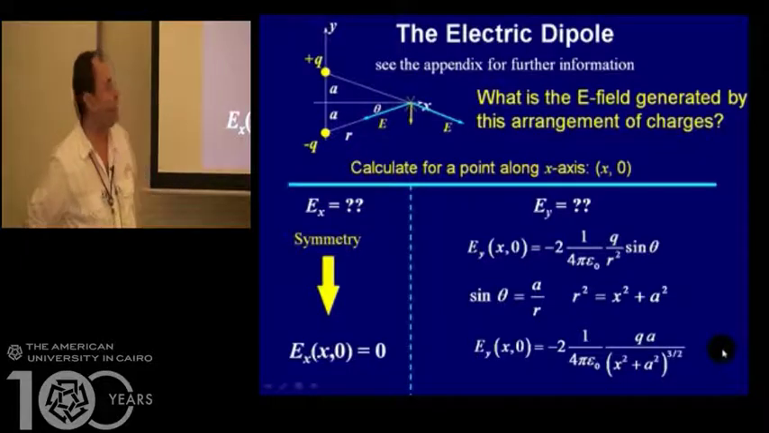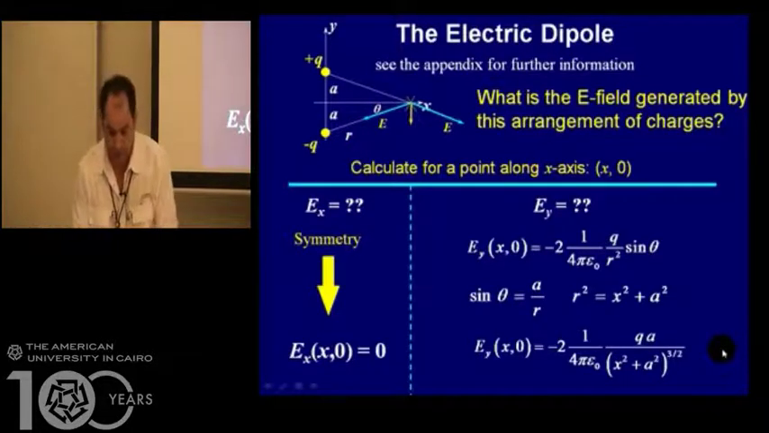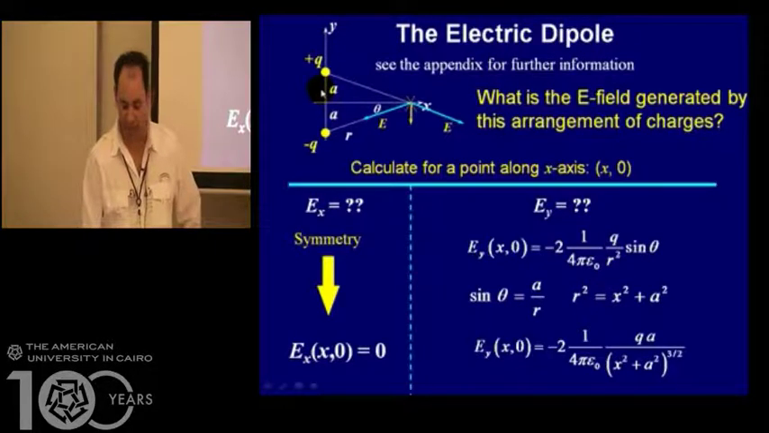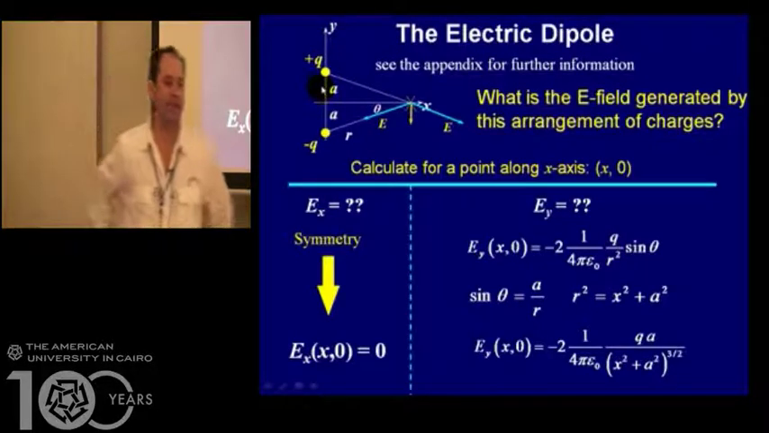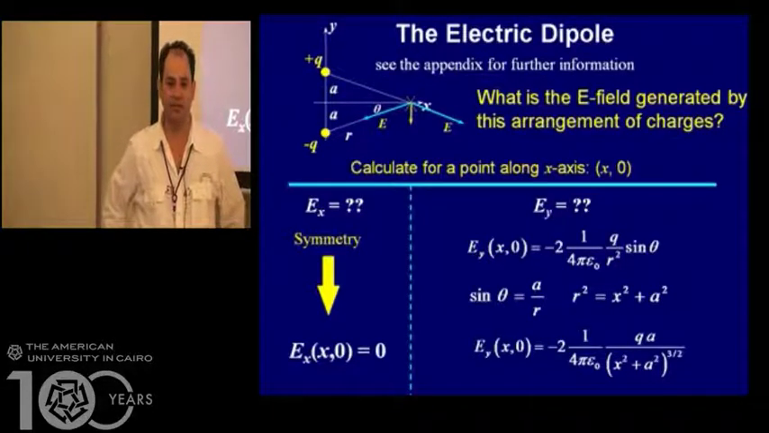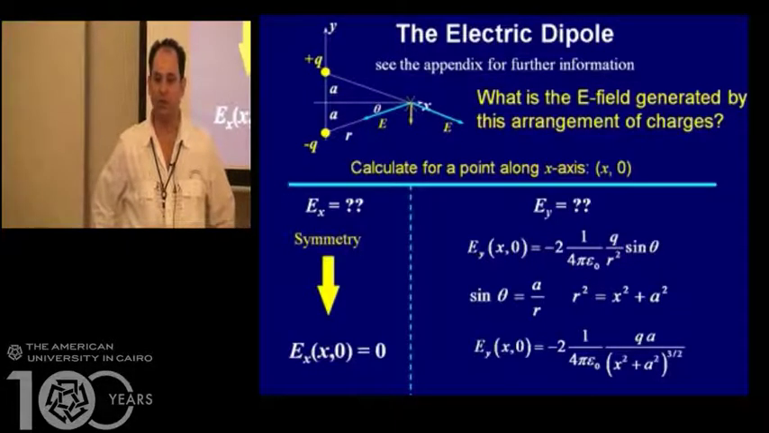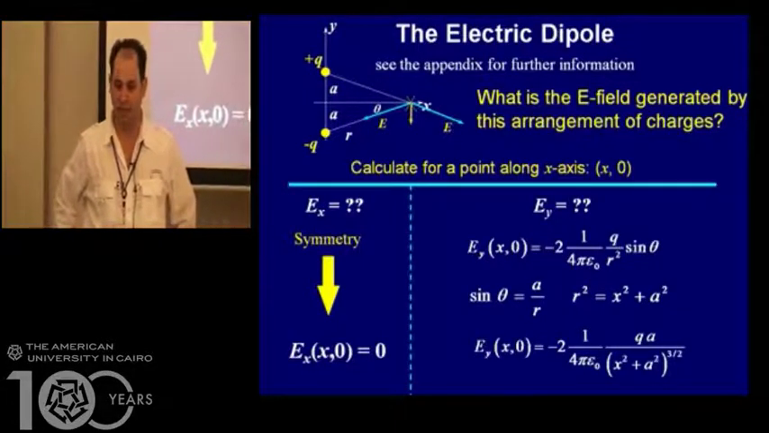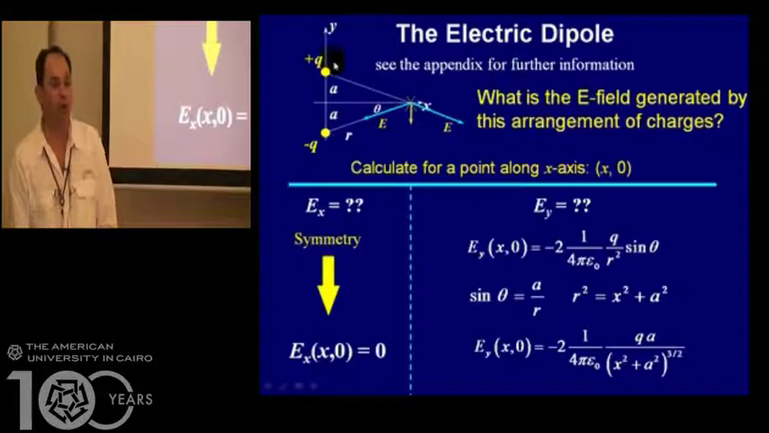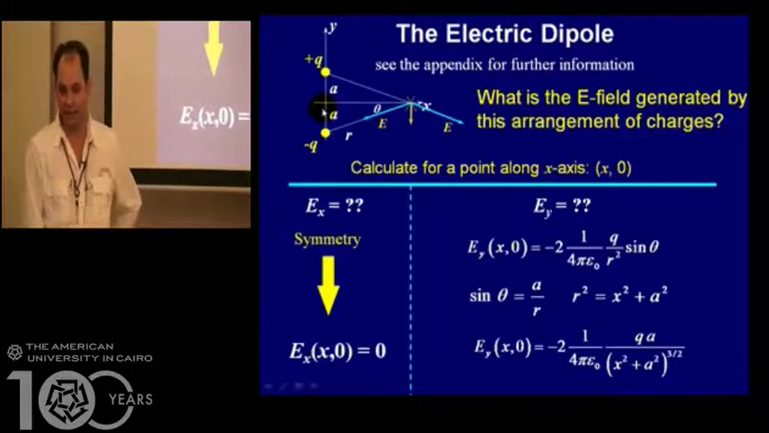Okay guys, when we have a positive charge and another negative charge, if they have the same magnitude and if there is a distance between them, a or 2a, it doesn't matter, we call that arrangement an electric dipole. So an electric dipole means we have a positive charge and another negative charge of the same magnitude, and there is some distance between them. That arrangement here, we call it an electric dipole.